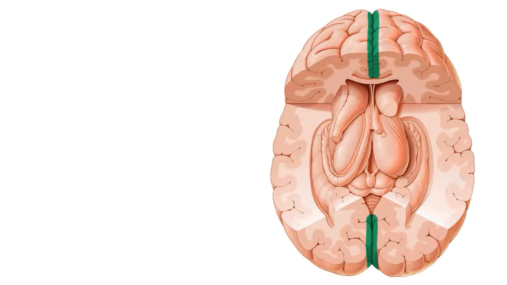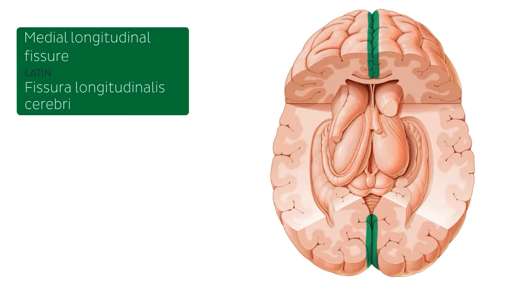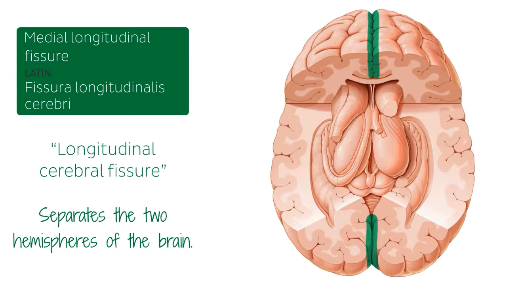Next, let's have a look at 2 of the most important sulci that can be seen from this perspective. The first of these is very prominent and clearly definable, and that is the medial longitudinal fissure, also known as the longitudinal cerebral fissure. This deep sulcus separates the two hemispheres of the brain.